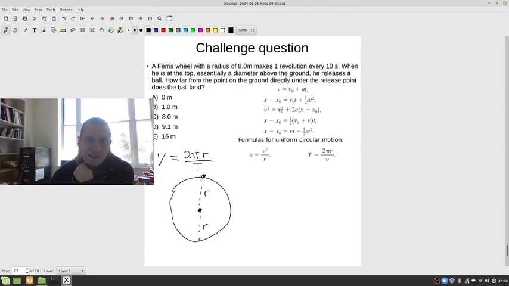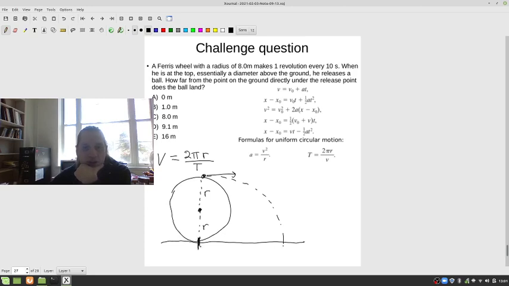When he is at the top, essentially a diameter from the ground, he releases a ball. We've introduced a character now. So he releases a ball, he has some speed, and that ball now is going to make a trajectory until it hits the ground. Okay, so how far from the point of the ground directly under the release point, from here to there, does the ball land?